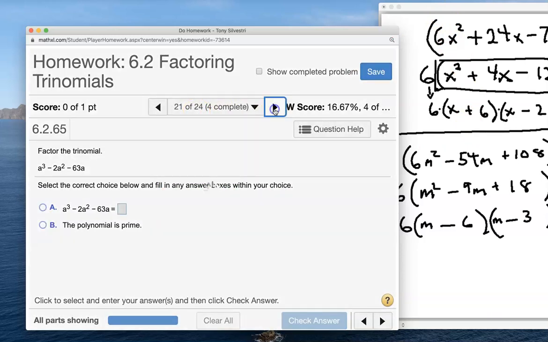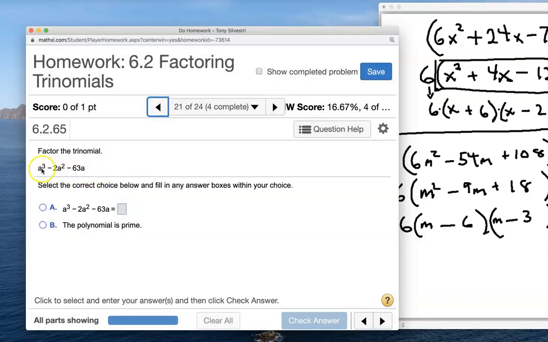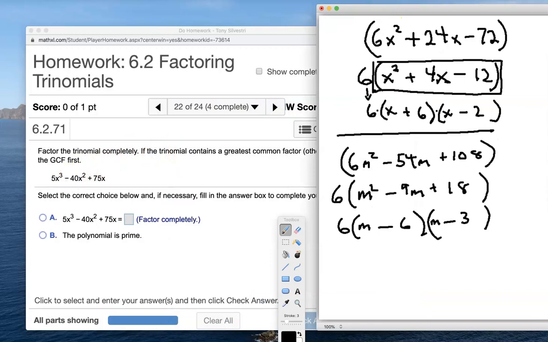Let me just see what the next one looks like. Okay, so 21 and 22 look like the same problem, because here I see an a cubed, and here I see an x cubed. I'm going to go with 22 first. So let's start with a fresh sheet of paper.